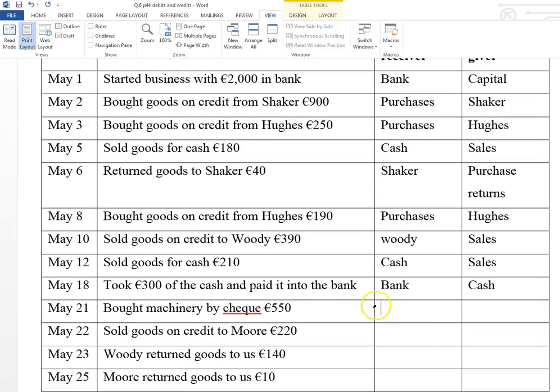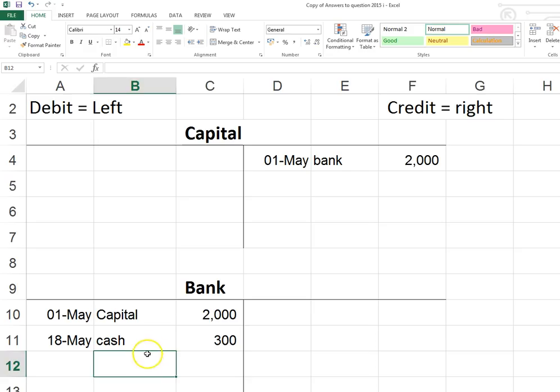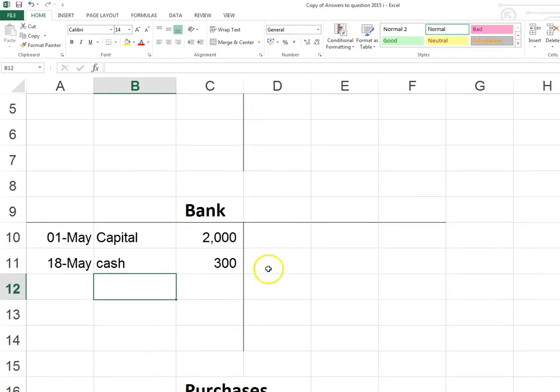Next, bought machinery by check, 550. Now this is important. If you purchase machinery, you're not purchasing goods, you're purchasing an asset. So you want to record that you're receiving machinery. It's not the purchases account. The giver here is bank, because when you write a check, it's the same thing as taking money out of the bank. So bank is the giver and machinery is the receiver. We need to open up an account for machinery. Actually, we have bank open, so we'll take the money out of the bank and then open up an account for machinery.